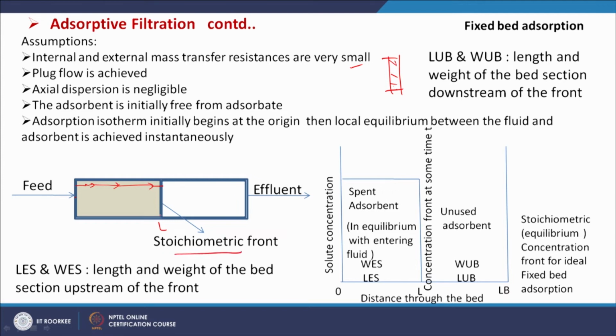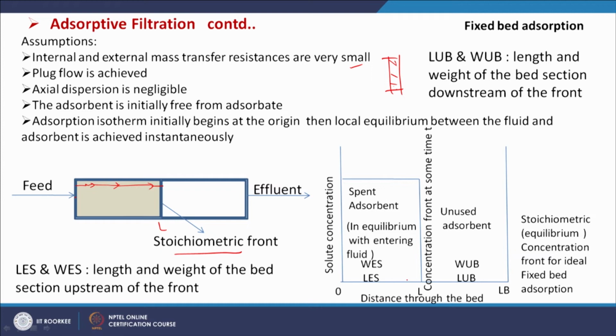So, this line is our stoichiometric front. What does it mean? By stoichiometry or by mass balance we can calculate the length of this part where the pollutants have been captured. That means the total pollutants present in this feed will be available in the zone, and that amount of pollutants is being captured by the material present in this zone.